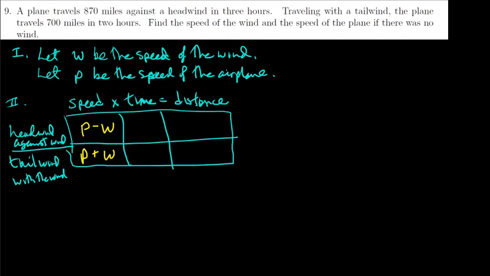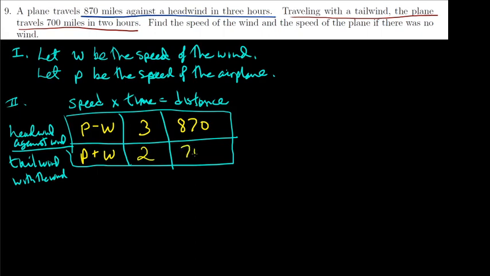Okay, so let's see. The first statement is the headwind. We travel 870 miles against the wind in 3 hours. So the time is 3 hours and the distance 870 miles. Right. Now, if you're traveling with the wind, the plane travels a distance of 700 miles in a time of 2 hours. So the time, 2 hours, and the distance is 700 miles.